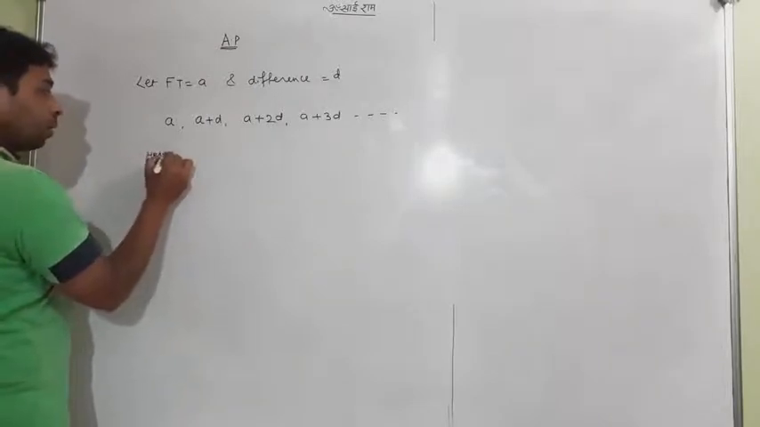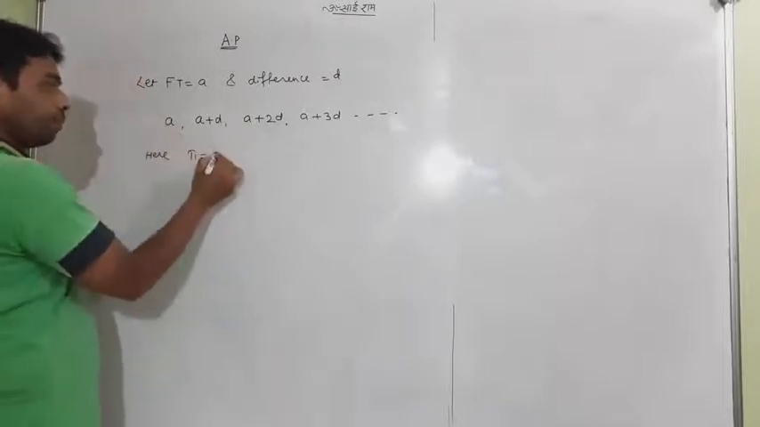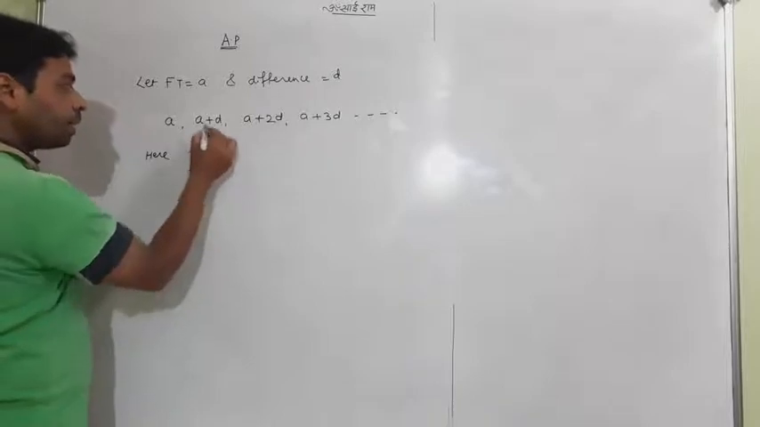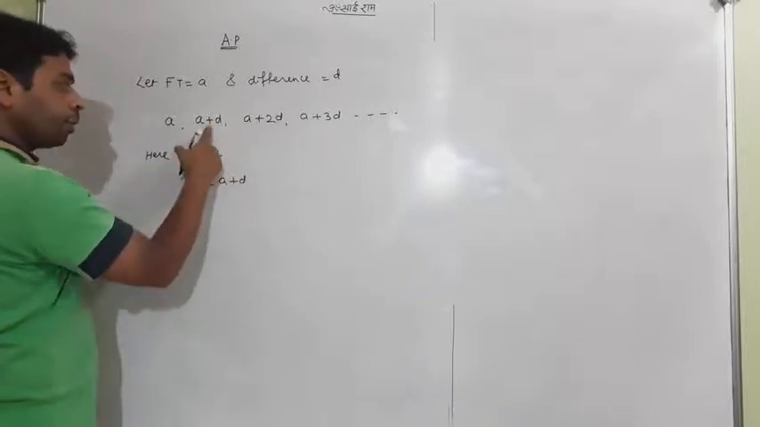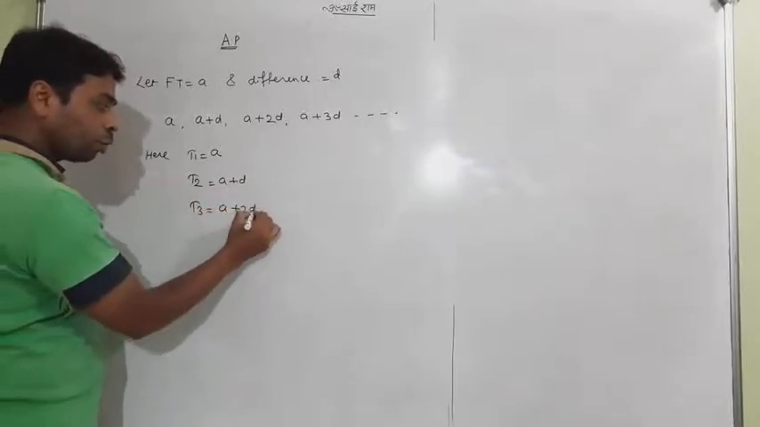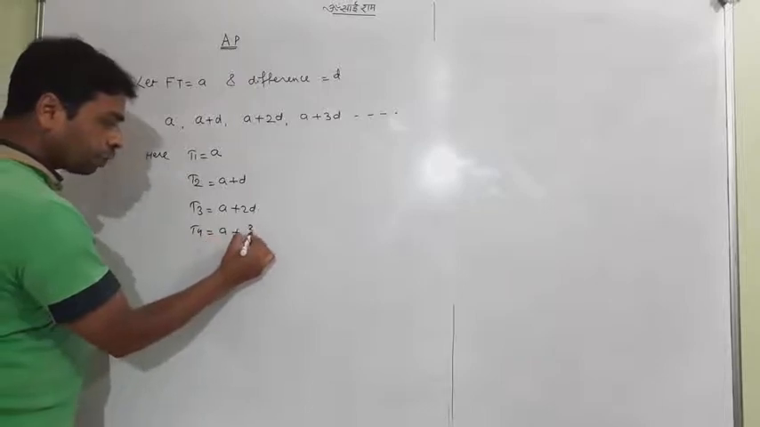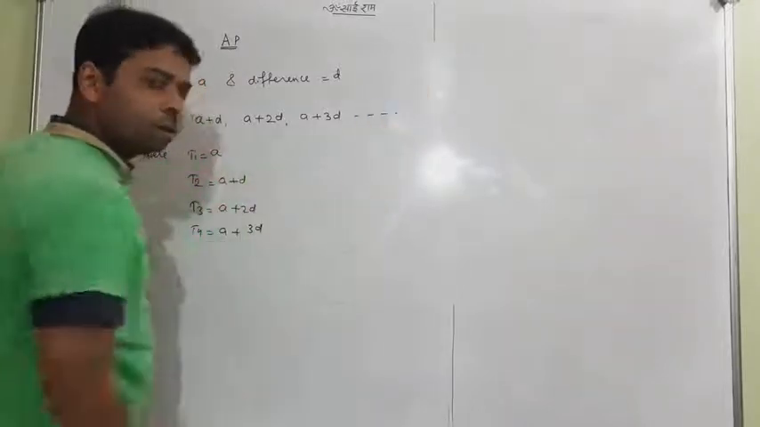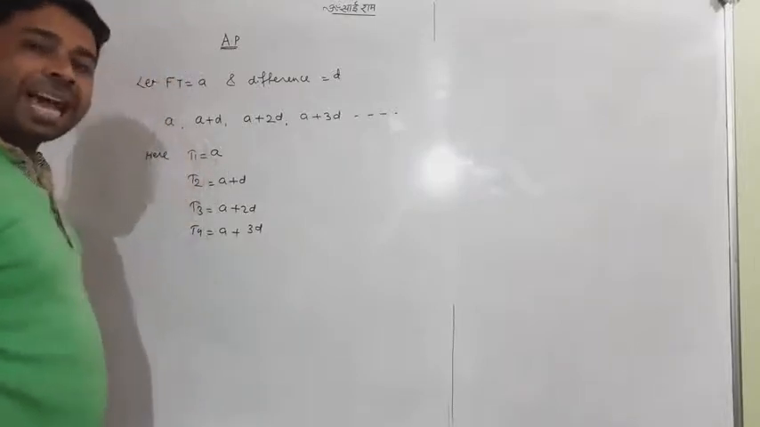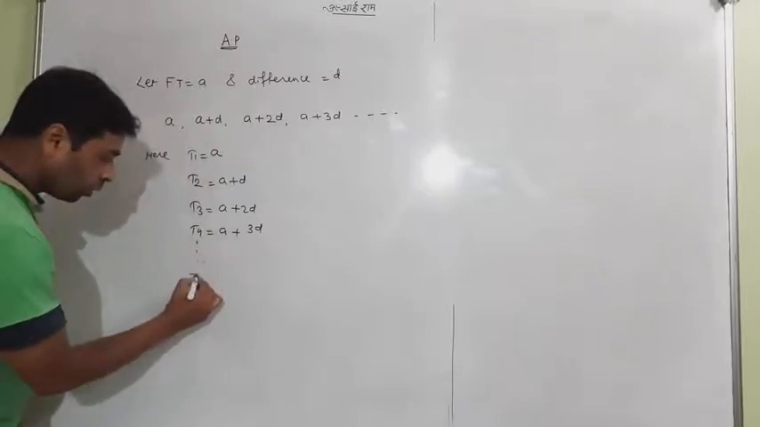Here the first term is T1, which is A. The second term, T2, is A plus D. The third term is A plus 2D. The fourth term is A plus 3D, and this continues till the nth term, which we want to predict. Till the nth term we want to see what its value is.